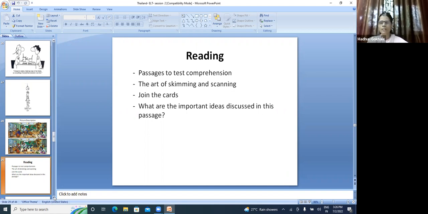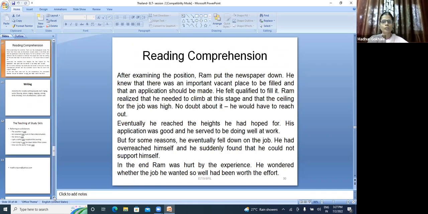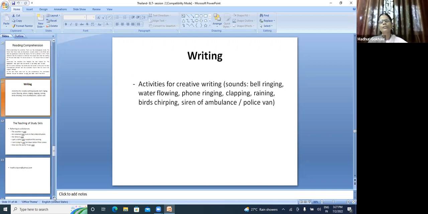Join the cards. If you take one short story, divide it into five parts, make five groups, and children have to come together and join the cards. Now, this teaches them a lot about story building, right? How words are connected to each other. And you can discuss some of the important ideas in the passage. Okay, I won't go into reading comprehension.